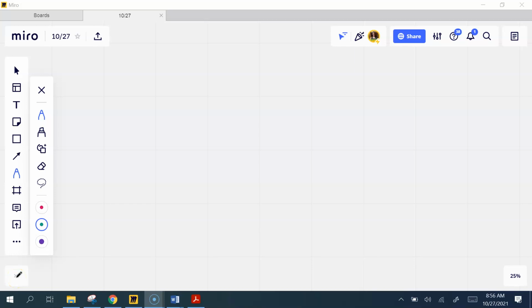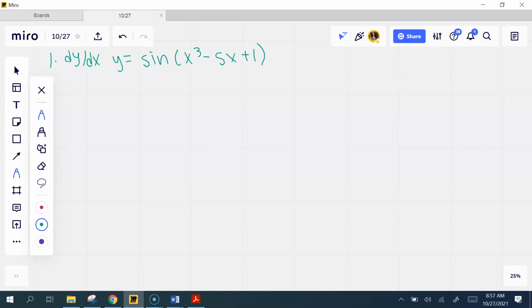Okay, number 1. Now you're going to use the chain rule. It says, find dy over dx, y equals sine times x cubed minus 5x plus 9. Basically, what we do is we find the derivative of sine, which is cosine. Then you chain rule it, so leave the inside the same. Then multiply it by the derivative of the inside, which is 3x squared minus 5.